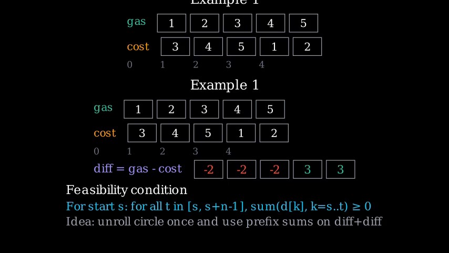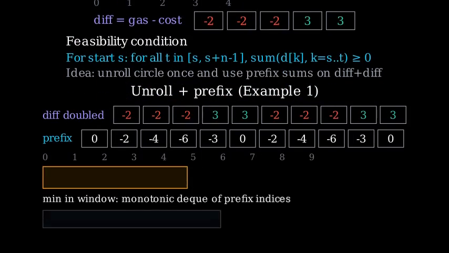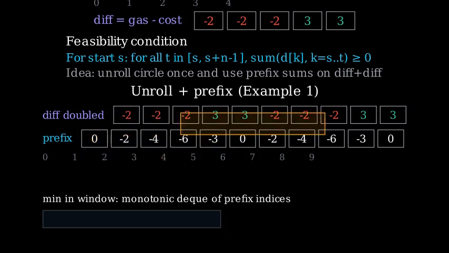We now convert this circular condition into a straight line condition with prefix sums. We double the diff array and compute prefix sums. A start S is valid if the minimum prefix in the window from S plus 1 to S plus n is at least the prefix at S.